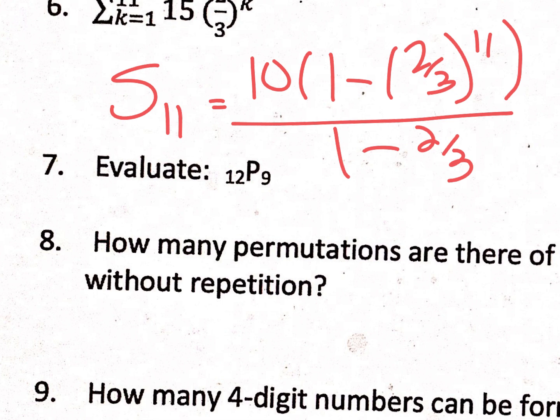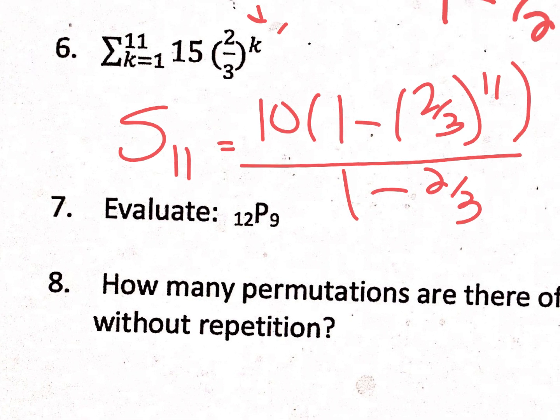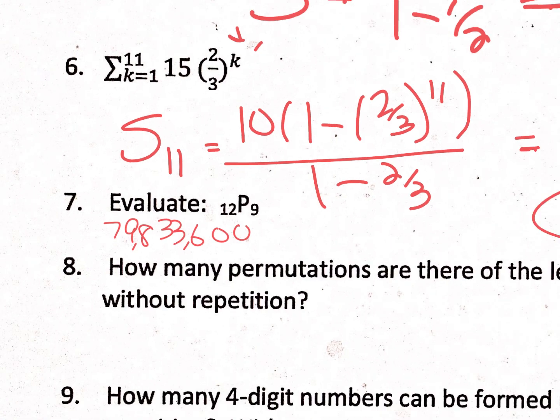So that's a calculator problem. Punch in 12, hit math, go to prob. Number 2 is the nPr button. Then hit 9, hit enter, and that's huge. You should see 79,833,600, which is huge. 79 million. That's all.